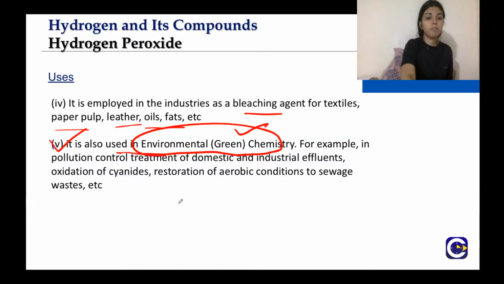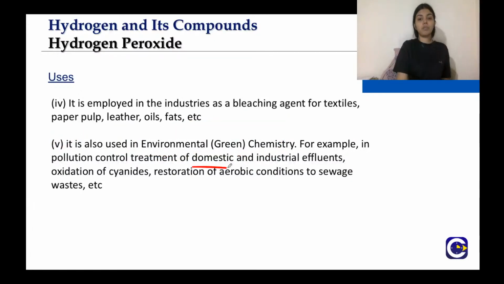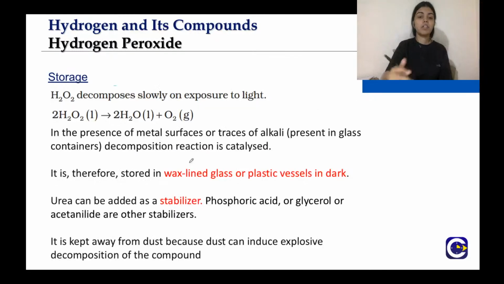For example, in pollution control, treatment of domestic and industrial effluents. So it is used in pollution control, right? Basically the pollution which is released due to the domestic effluents or the industrial effluents, peroxide is used to treat that. Okay. Now next, storage.